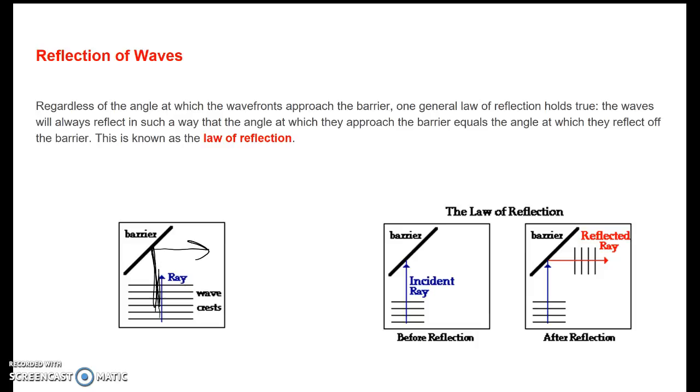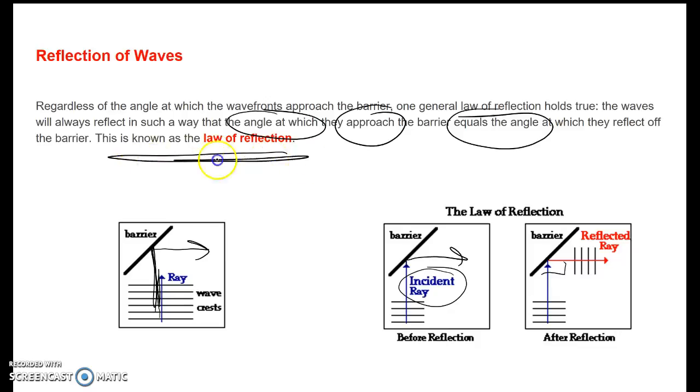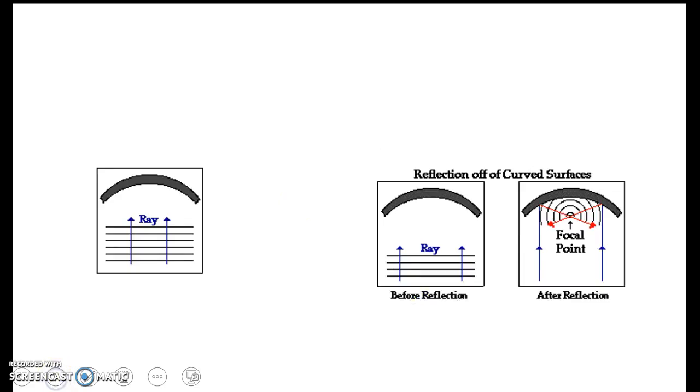Now when this happens, the wave that goes before the barrier is called the incident ray, and you recall that the reflected ray is what bounces off. Now there's an angle that goes with this. It's not always a right angle, but we're going to see angles with this quite a bit. So they reflect in such a way that the angle at which they approach the barrier equals the angle at which they reflect off the barrier. And this is the law of reflection. So incident angle equals reflected angle. And when you get into optics, you'll probably talk about that a little bit more.